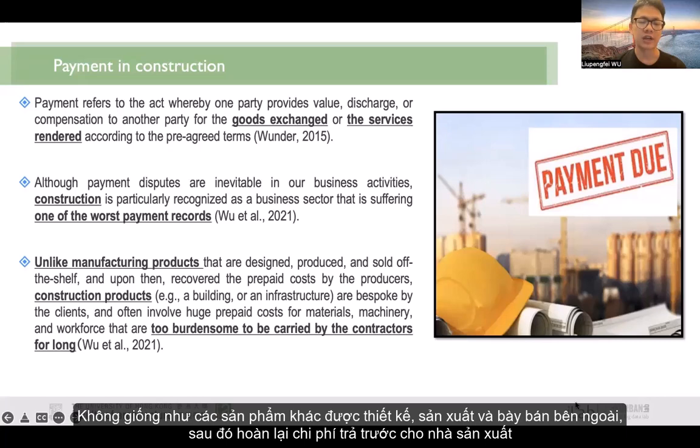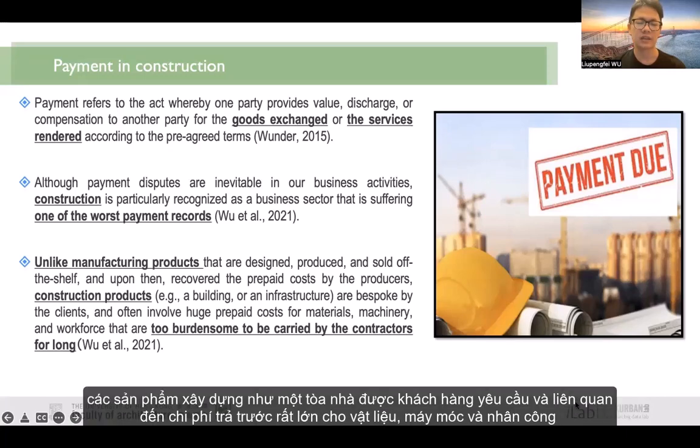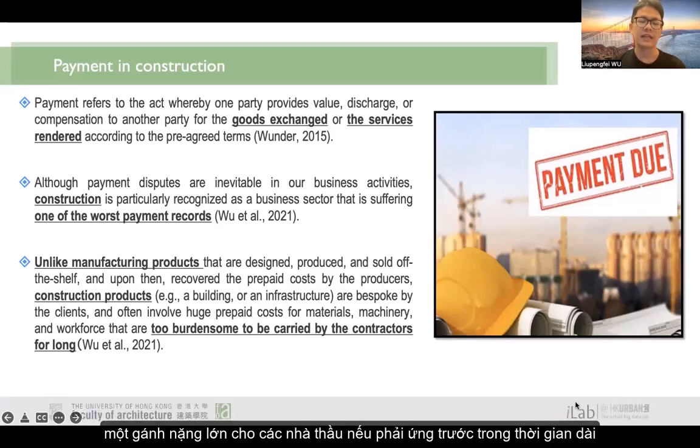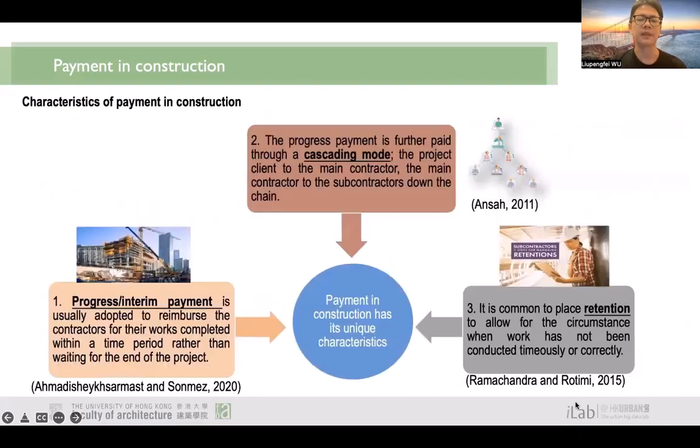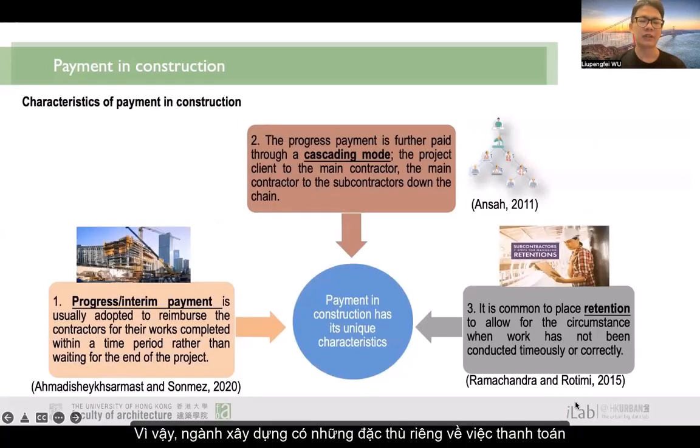Unlike manufacturing products that are designed, produced, and sold off the shelf, with the producers then recovering the prepaid cost, construction products like a building are bespoke by the clients and often involve huge prepaid costs for materials, machinery, and workforce that are too burdensome to be carried by the contractors for too long. So the construction industry has its own characteristics in terms of payment.